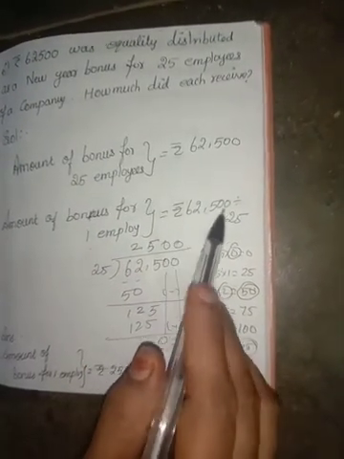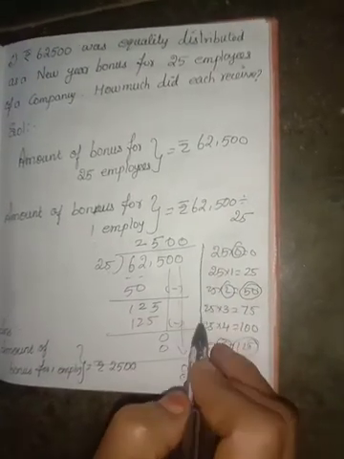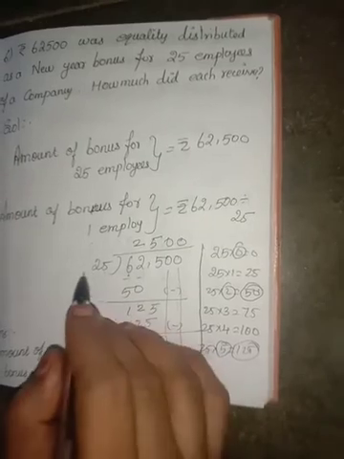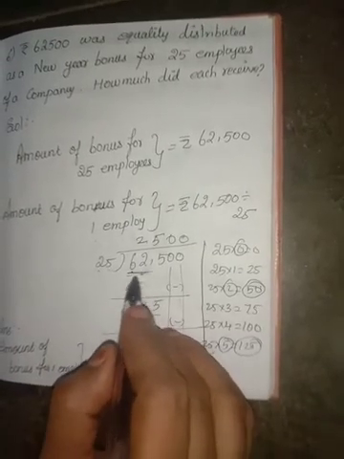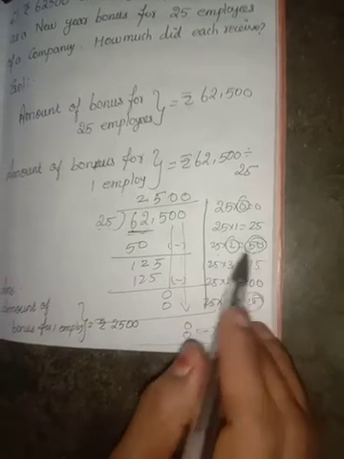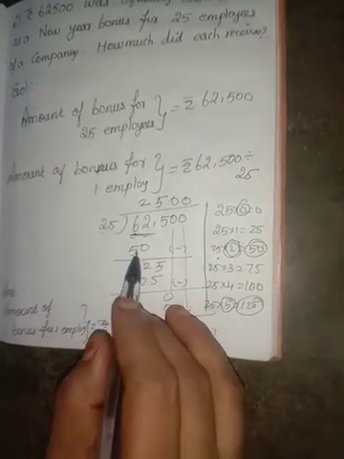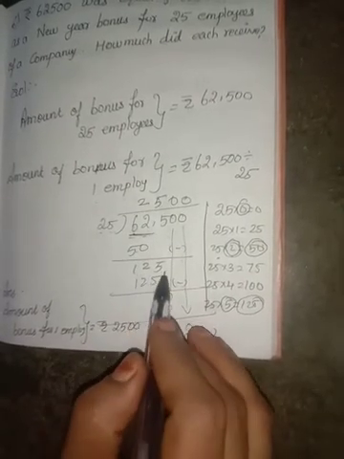So 62,500 divided by 25. How many times? Here 6 is not divisible by 25, so we take the first two digits, 62. So 2 25s are 50, so you must take 2 as a quotient. 25 2s are 50. Subtracting this number we get 125.